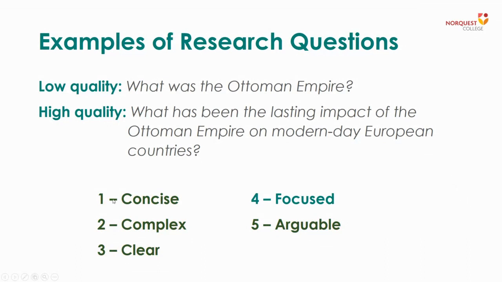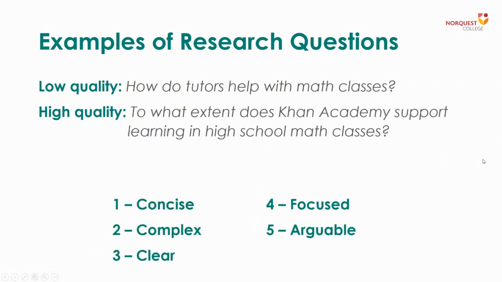So this one, we chose 1, 2, 3, and 5. So concise, complex, clear, and arguable. And I believe this is the last one. So low quality, how do tutors help with math classes? High quality, to what extent does Khan Academy support learning in high school math classes?